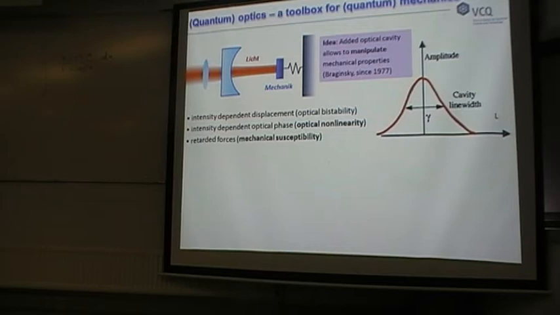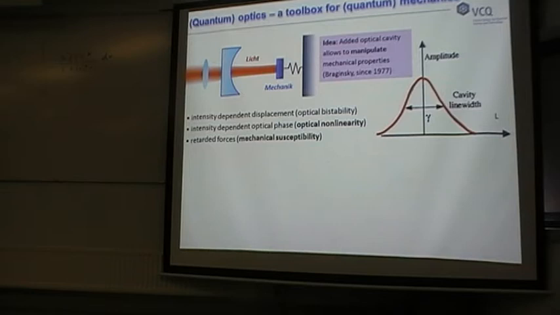So you pump this cavity on resonance, which means that the cavity length is now just a multiple of the wavelength of the light. Okay? So you have maximum light inside the cavity now, and the phase of the light that is reflected from this mechanical system will depend on the position of this mirror. Okay? Even without the cavity mirror here, this is true. So if you displace this mechanical system a little bit, the phase of the reflected light will be different. Okay?